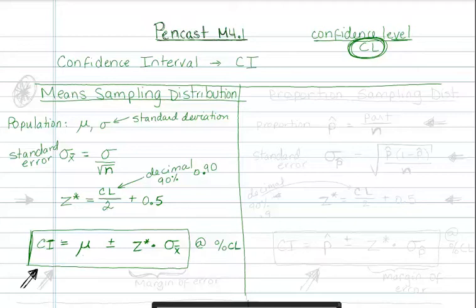What you need to know is that when you multiply z star times sigma sub x bar, this is known as the margin of error. So if the question says what is the margin of error, you would take z star times your sigma sub x bar, you would multiply them, and that would be your margin of error.